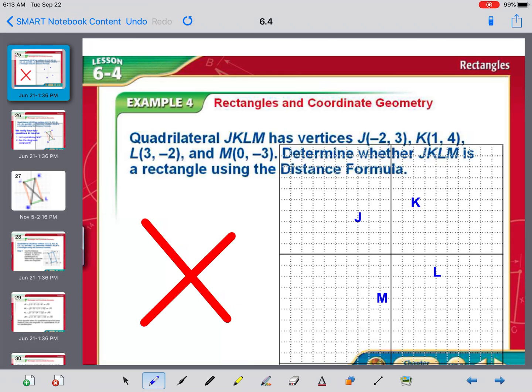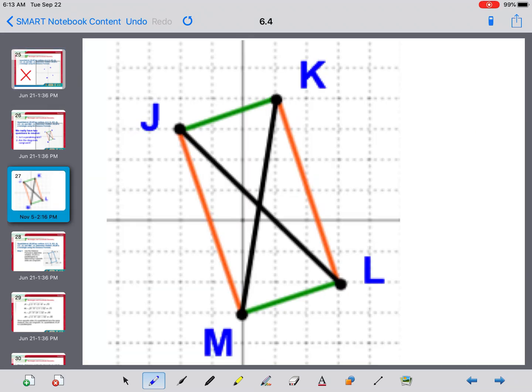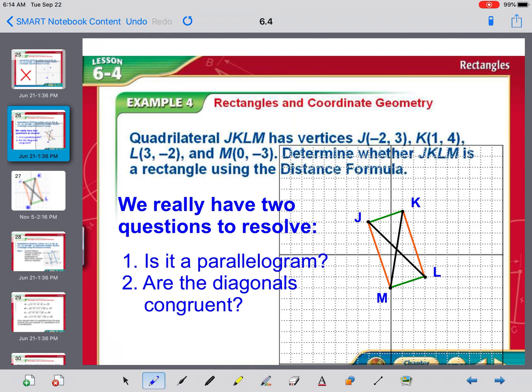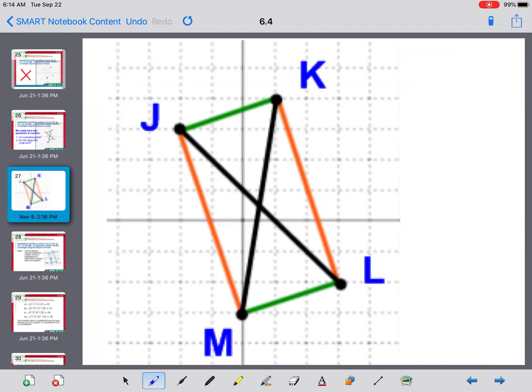I might have wished I hadn't done that. It says quadrilateral JKLM has vertices, and it names them. It says determine whether JKLM is a rectangle using the distance formula. So here's our deal.